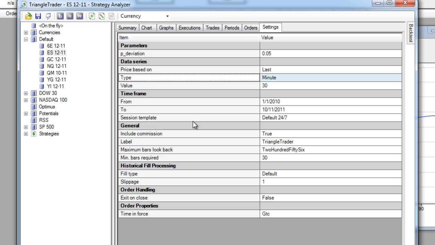If you'd like, we can move on to talking about the optimizer or walk forward optimizer, or we can go back to the start and look at other features that NinjaTrader provides.